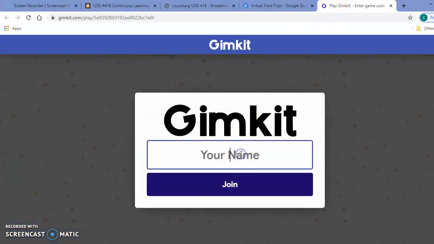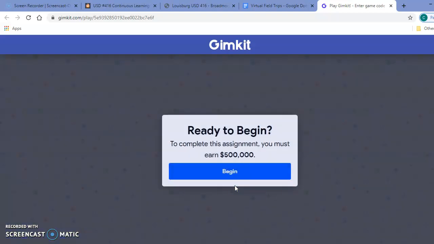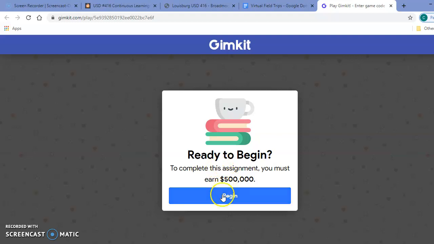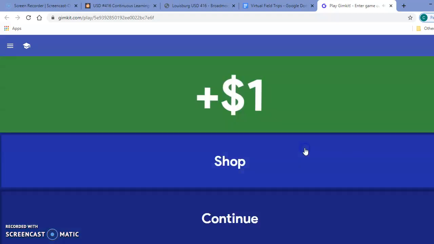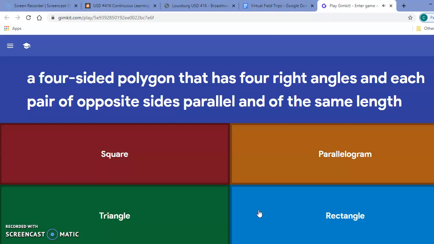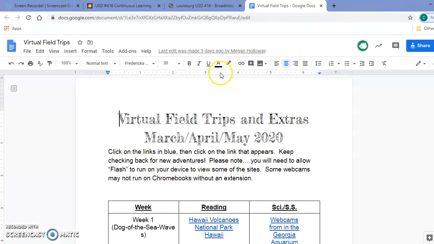Here we go. We got it open now. You can enter your name and click join. And you're going to be ready to begin the assessment. It's going to ask you a question. The point at the beginning of the array, you find it, you click on it, and you can earn some money and continue going. As long as you want to keep going, your money totals up over here in the corner and then you can shop. So that's that on the extra learning.